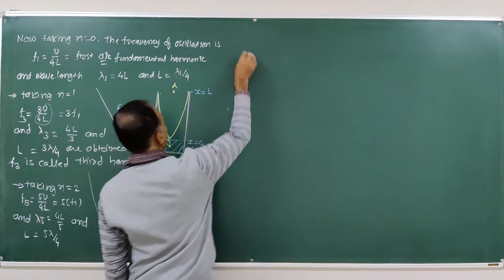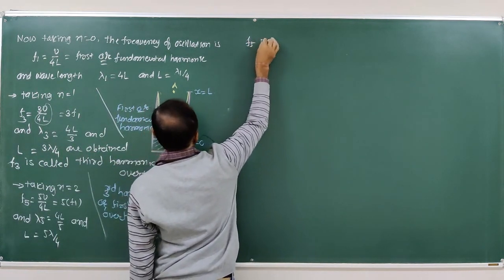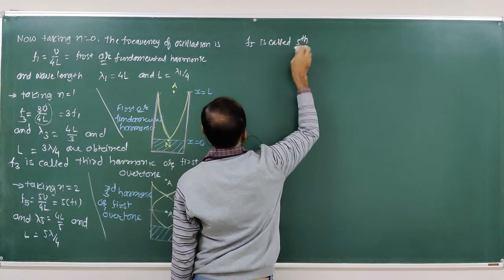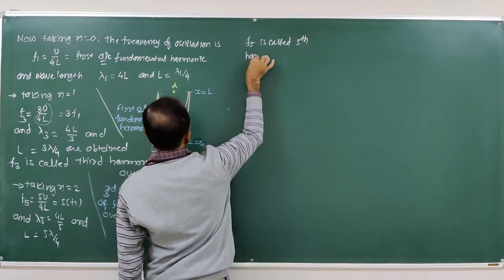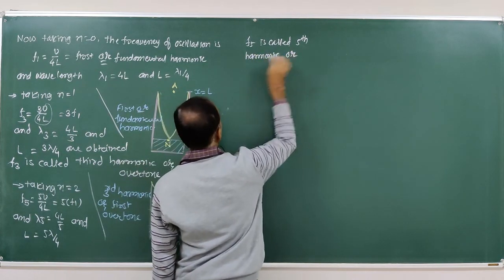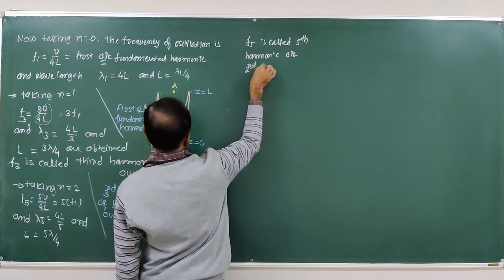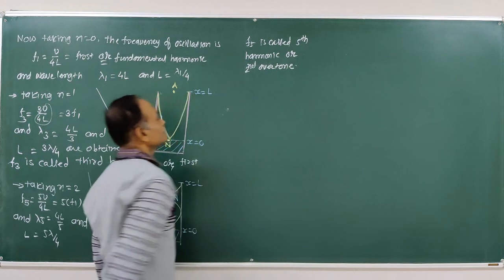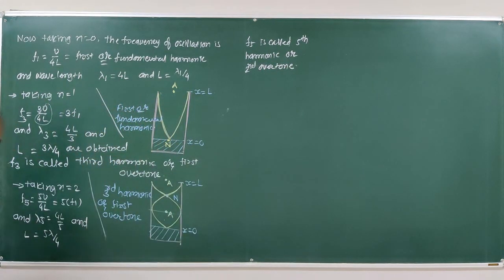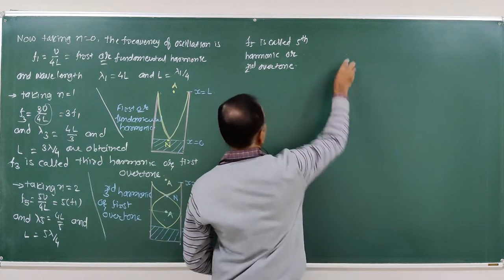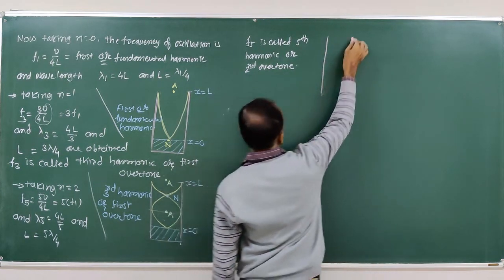So F5 is called the fifth harmonic or second overtone. This second overtone is shown in the figure. Here we draw the diagram of the fifth harmonic.